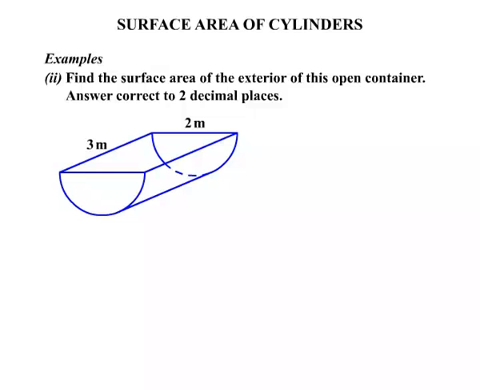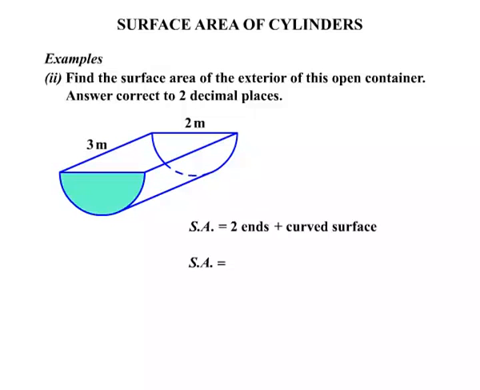We continue with our examples now. In this second one, we need to find the surface area of the exterior of this open container. And we're going to answer correct to 2 decimal places. So the surface area equals, well, it equals the two ends, all right? There's our front end, there's our back end, plus the curved surface, all right? There it is there.